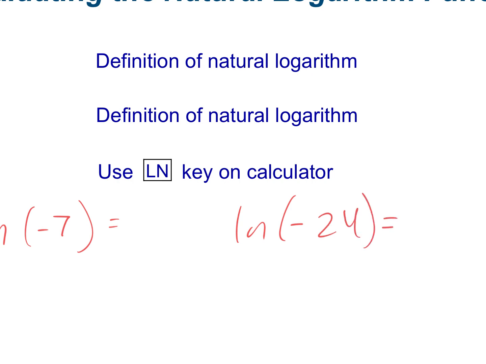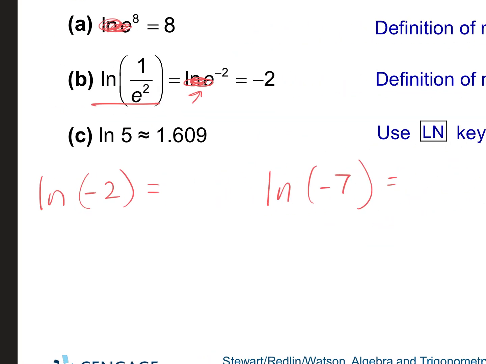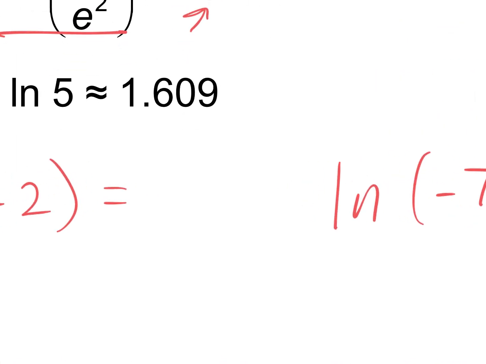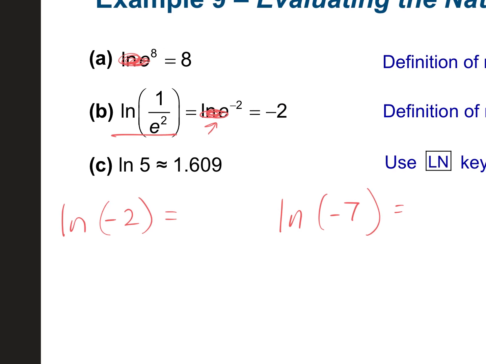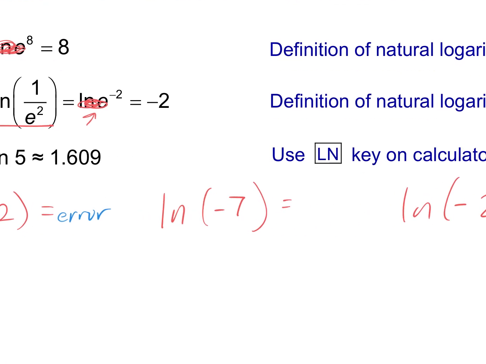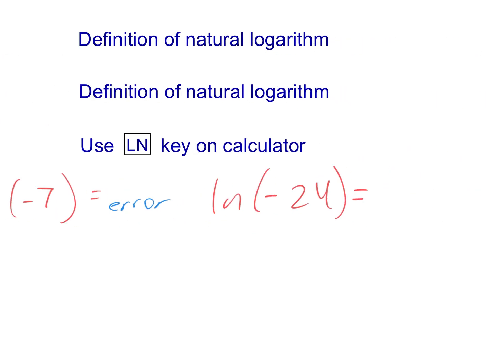All right, do these three in your calculator and we're done. What's the natural log of negative 2? What'd you guys get? Natural log of negative 2? Error. Error, okay. What's the natural log of negative 7? Error. What's the natural log of negative 24? What do you think it's going to be? Error. What are you guys noticing?